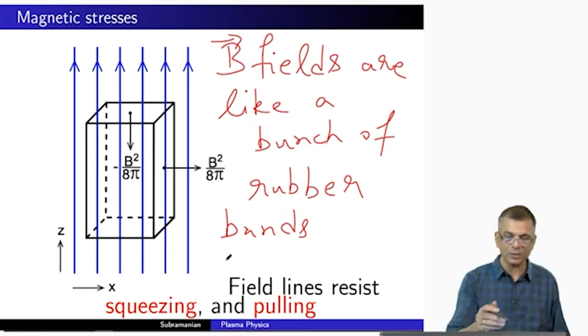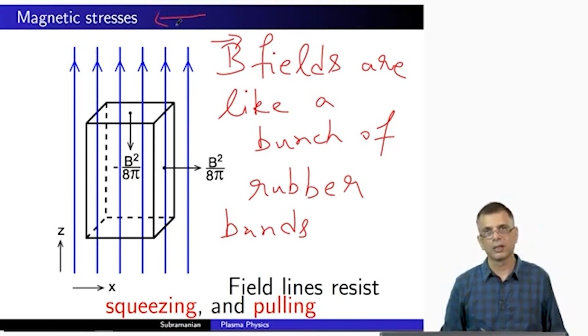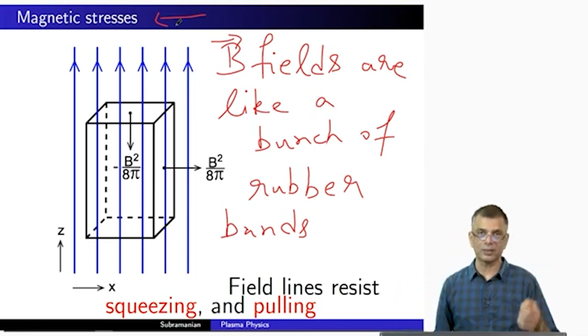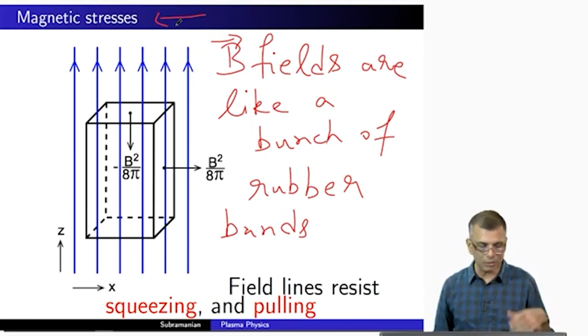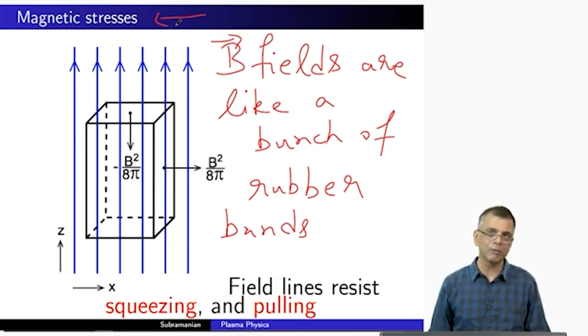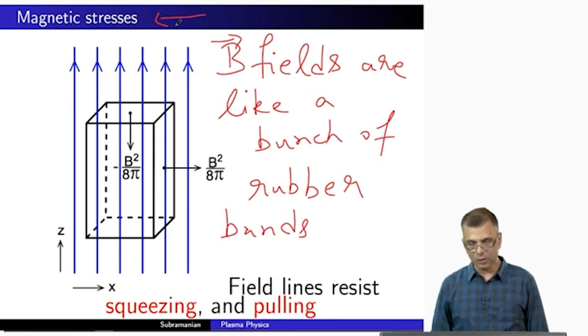So, this is the nature of magnetic stresses, which is a direct consequence of the fact that there is this additional term in the momentum equation, which is the Lorentz force term. So, I thought I would spend a little bit of time explaining this before going ahead, because it's central to much of the applications in astrophysics that we will come across. So, this is about magnetic stresses.